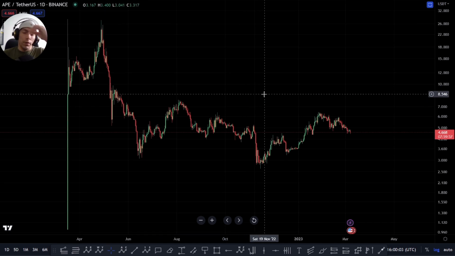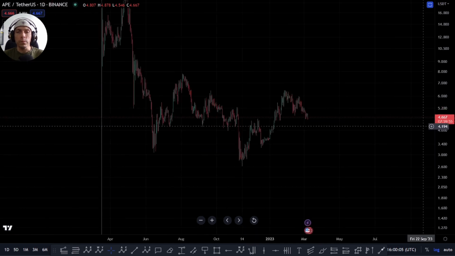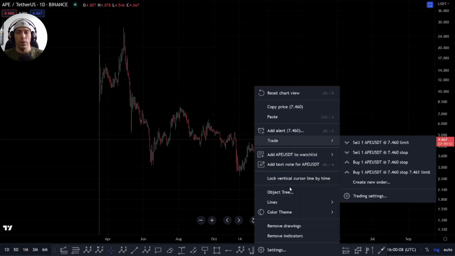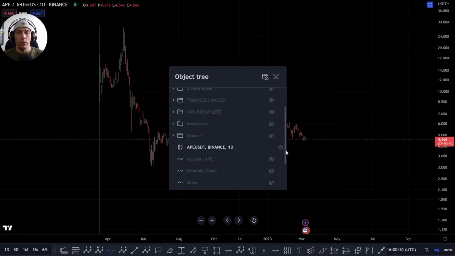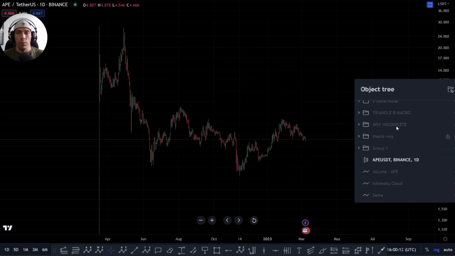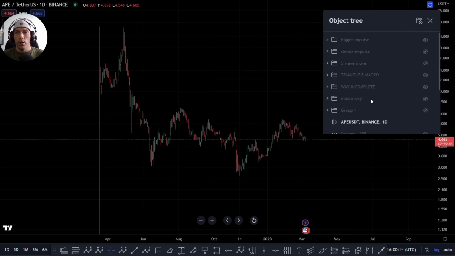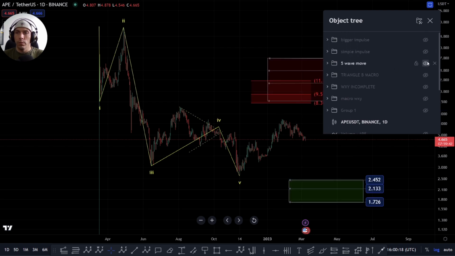Okay, so let's get into the fun stuff here. There's a few ways that we're looking at this, and we need to just talk about them before we start talking about what this move to the upside could be. So I'm just going to cycle through them quickly.